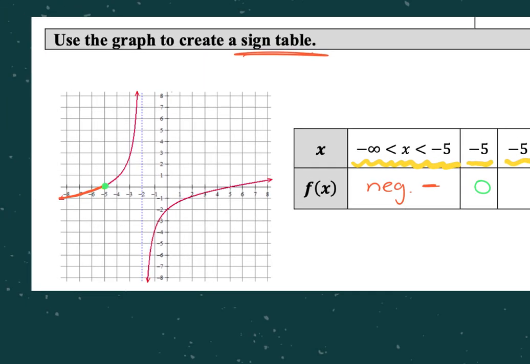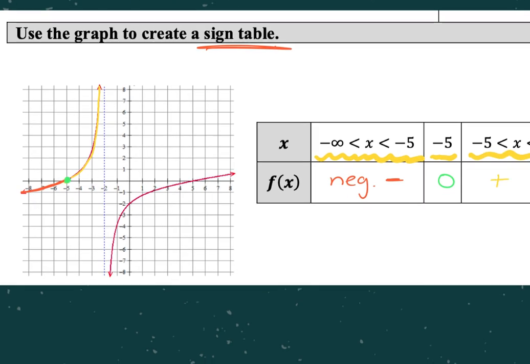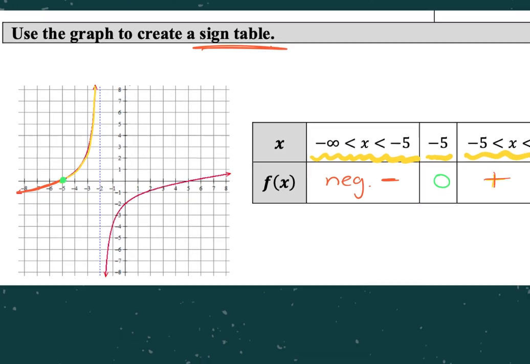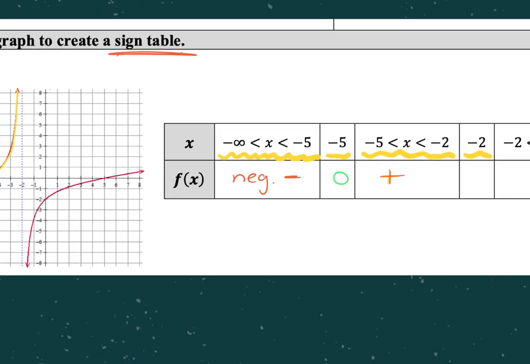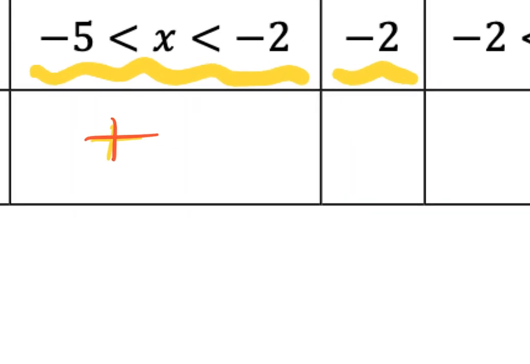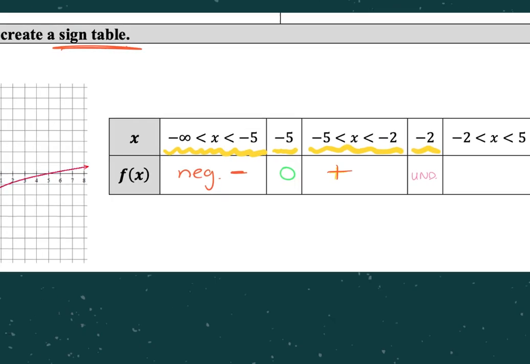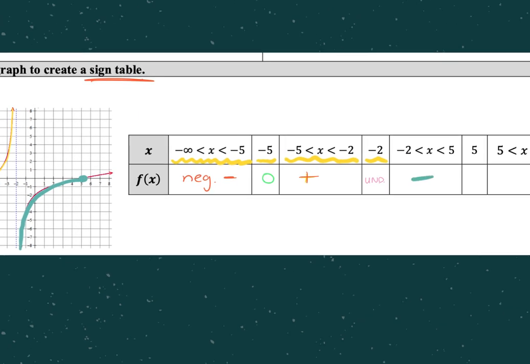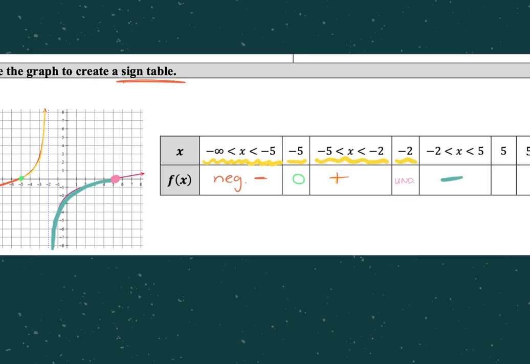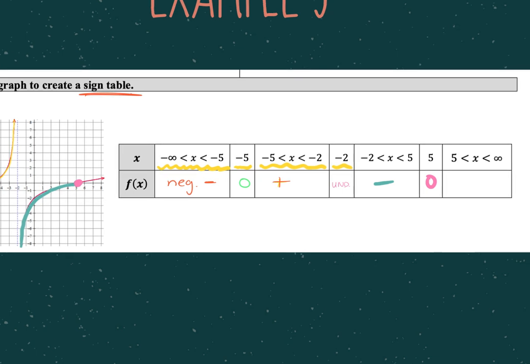Then negative 5 to negative 2. What's happening from negative 5 to negative 2? They're all positive. Then at negative 2, it's undefined. Oh, that says UND. Then from negative 2 to 5, negative. At 5, 0. And 5 to infinity, positive.